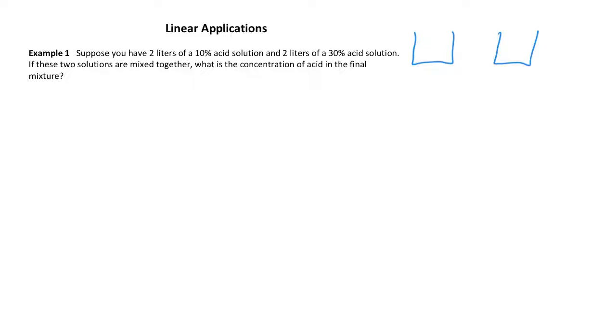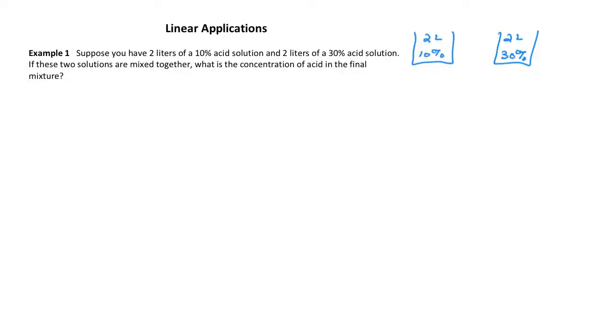So for our two solutions, we have 2 liters of a 10% acid solution, so that could be like one of your containers here. This is 2 liters and it is 10% acid. And then the other one is also 2 liters, and this is 30% acid. If I were to mix these two together, what is the final concentration of that mixture?